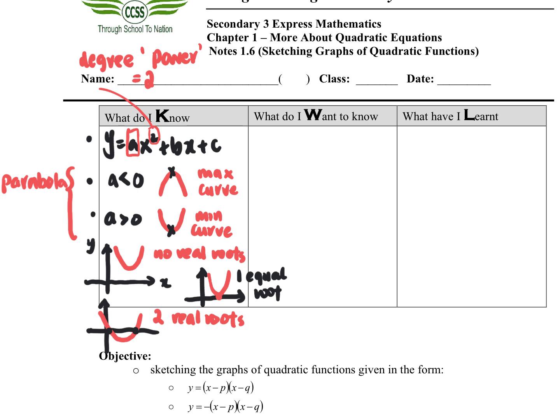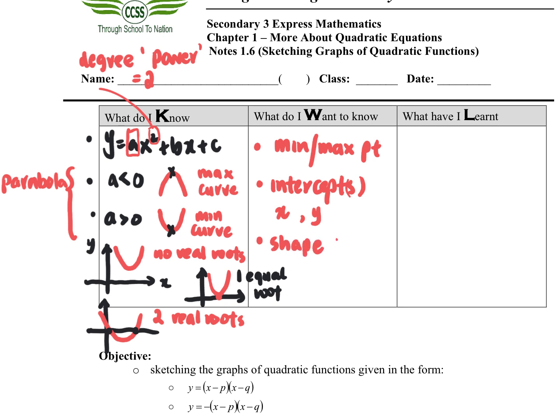What do you all think is important when you sketch? The minimum or the maximum point, right? Where it is. The intercepts. There could be y-intercepts and the x-ones, where it cuts the x-axis and where it cuts the y-axis. And then of course the last one is the shape, whether it's smiling or whether it's frowning.